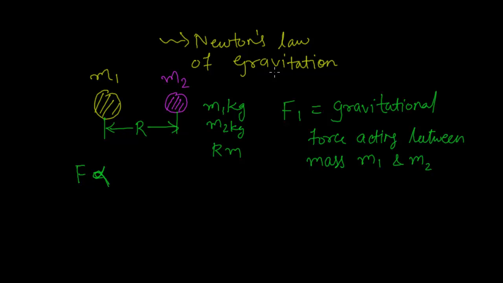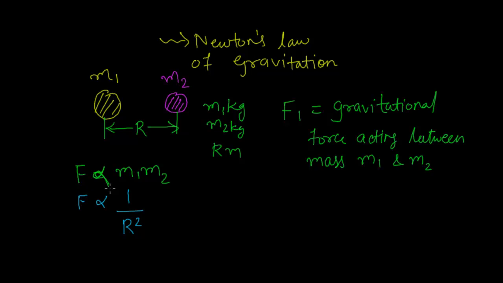Then according to Newton's law, F is proportional to the product of the masses. It is directly proportional to the product of the masses. And F is inversely proportional to the square of the distance between the masses. So what it means is that F varies directly as the product of masses, meaning if any of the two masses increases, the product shall increase, and as the product increases, this force shall also increase. And F is inversely proportional to the square of the distance between them. So as the distance increases, force F, that is gravitational force, would decrease.